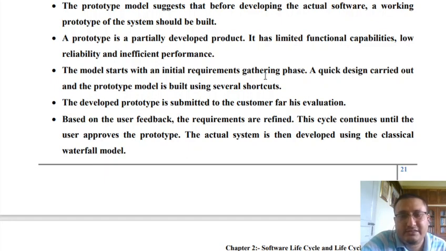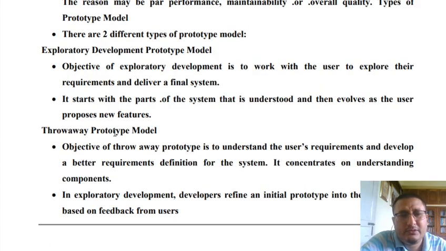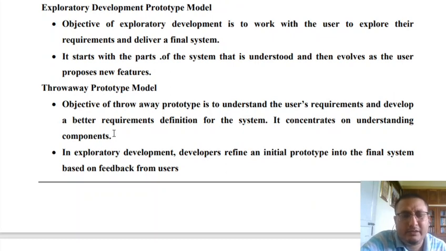which differentiates itself from the modified classical waterfall model or iterative waterfall model. In the iterative waterfall model, feedback is allowed throughout the life cycle model, but in the case of the prototyping model, feedback is allowed only during the prototyping phase. Now, based on the orientation of the prototyping model, there are two types of prototyping model. One is called the exploratory prototyping model, and the other is called the throwaway prototyping model.